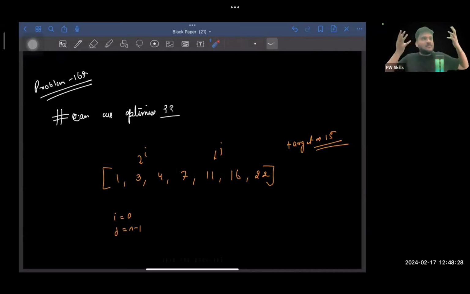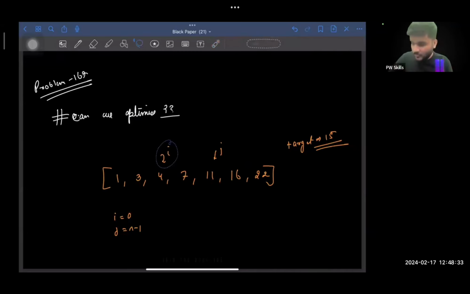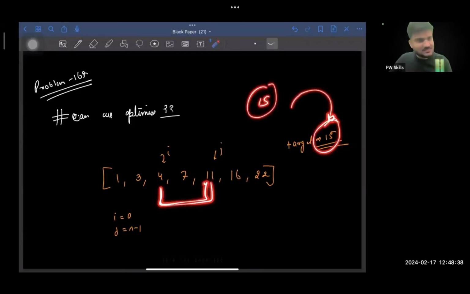Again, the sum is less. I need to increase the sum of it. How do you increase the sum of it? You do i++. And now, 11 plus 4 is 15. Is it equal to the target? Yes. We found our answer.